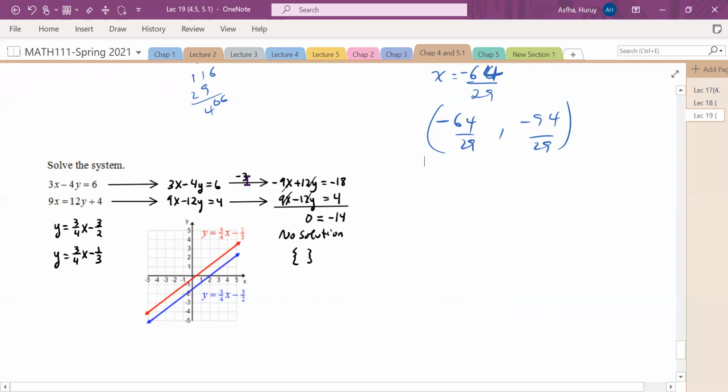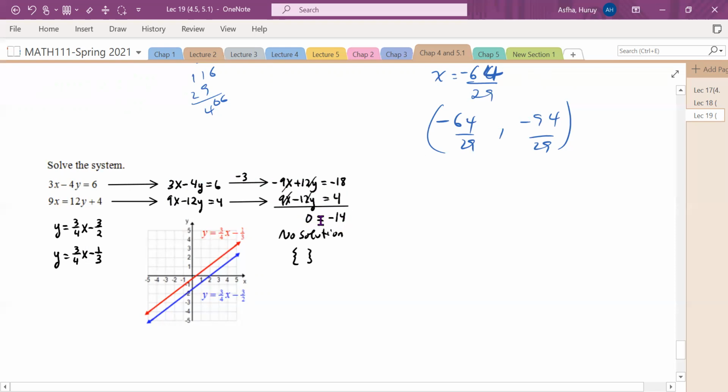Okay, which means we multiply the first one by negative 3, so as to have negative 9x. So negative 3 times this will be negative 9x, and negative 3 times this will be positive 12y, and negative 3 times 6 is negative 18. So if we add these two, negative 9x plus 9x is 0. 12y plus negative 12y is again 0. So on the left side, we have 0. On the right side, we have negative 14, which is not true. 0 is not negative 14.